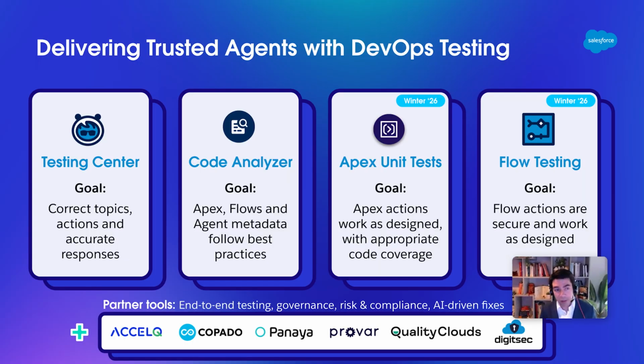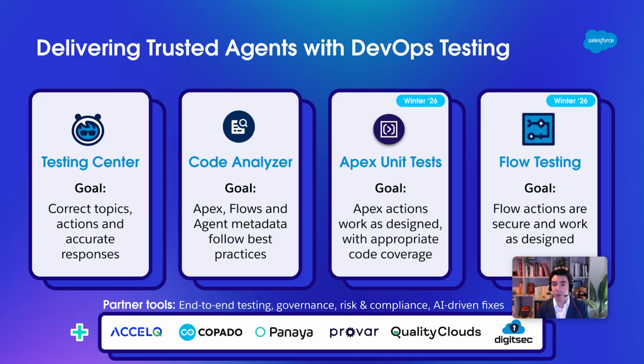Now, coming back to the topic of agents, what does this mean? With DevOps testing, you can use Agentforce Testing Center to ensure that your agents are coming up with the correct topics, identifying the correct actions, and providing accurate responses, and even any custom evals, which you can do in Testing Center, will also be reflected correctly in DevOps testing. Code Analyzer allows you to scan flows, Apex, and also even agent metadata to ensure it adheres to your best practices.